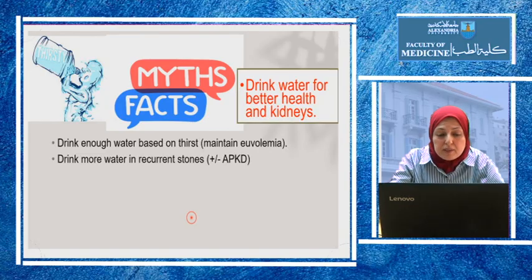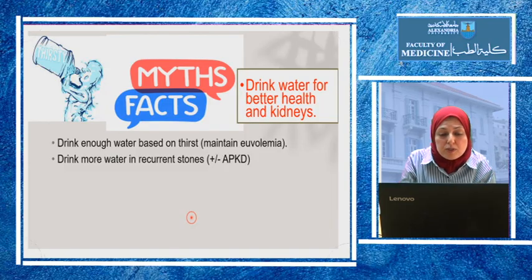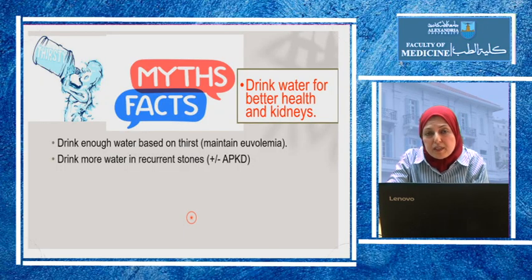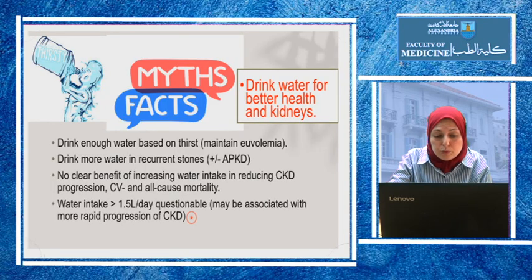We prescribe higher water intake, so 3 to 4 liters per day, or aiming for a 3 to 4 liters urine output per day, in patients with recurrent stones and in patients with autosomal polycystic kidney disease, but there's no evidence for the benefit of increasing the water intake in other patients. There is no clear benefit on reducing chronic kidney disease, cardiovascular, and all-cause mortality.